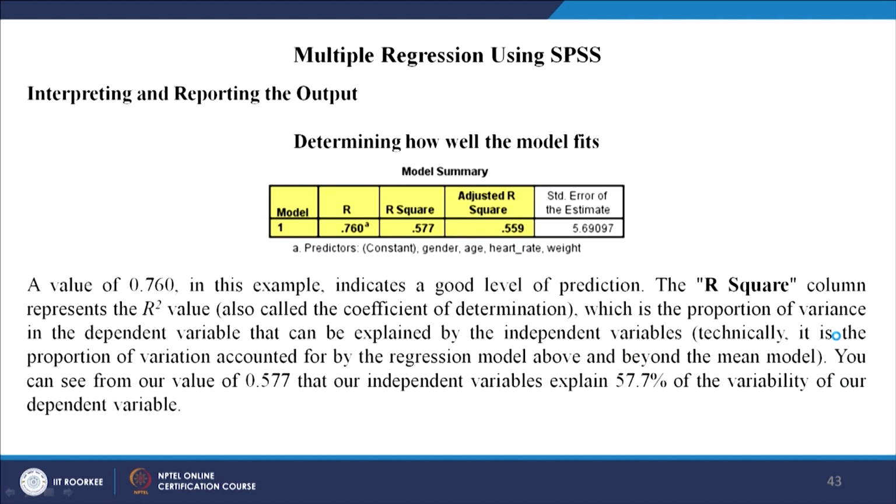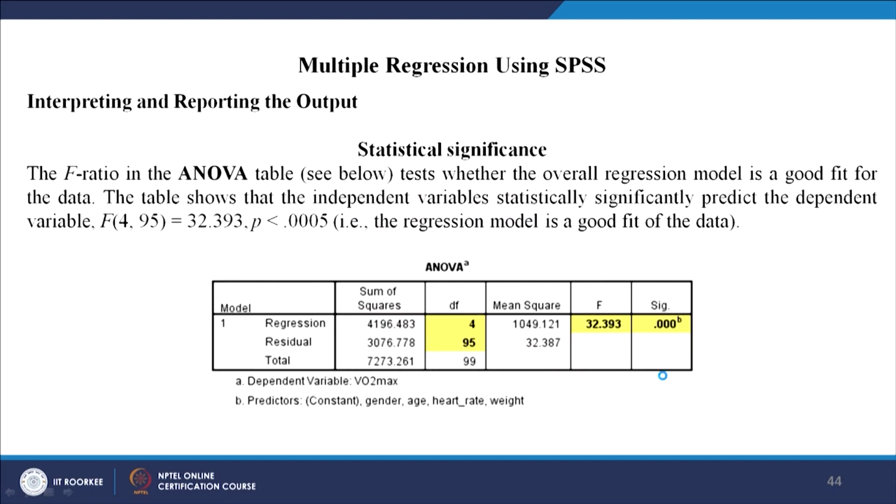Okay. How do you interpret these results? A value of 0.760 in this example indicates a good level of prediction. The R square, called the coefficient of determination, is the proportion of variance in the dependent variable that can be explained by the independent variables. You can see from this case that our independent variables explain 57.7%. Now, how do you interpret the output? The F ratio in the ANOVA table, which I will show you when I do a test, shows that the overall regression model is a good fit.